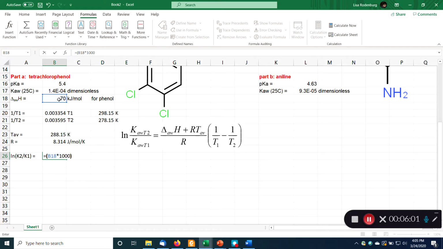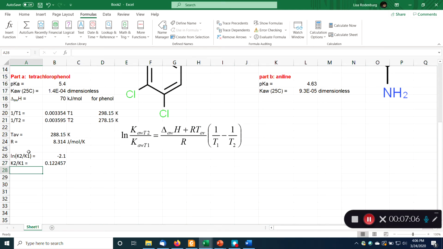times 1,000 to convert units, plus R times T average. Okay, so that's all going to go in one big parentheses, divided by 8.314. Okay, and then this whole thing, again, get our parentheses right, is going to be multiplied by 1 over T1 minus 1 over T2. Oops, no, that's not right. Try that again. Multiplied by 1 over T1 minus 1 over T2. Okay, so then we could EXP that. So that will just give us K2 divided by K1 is EXP of this.